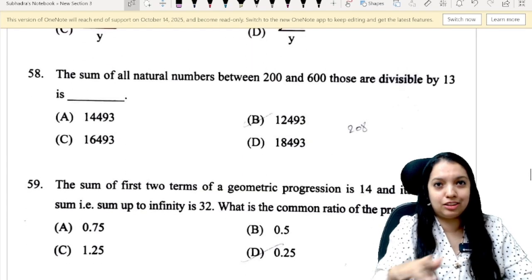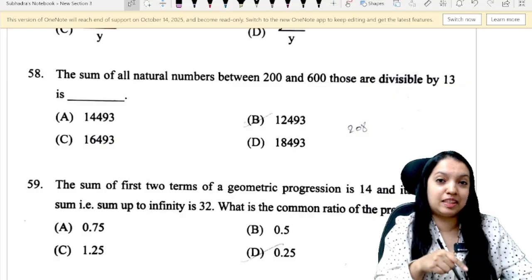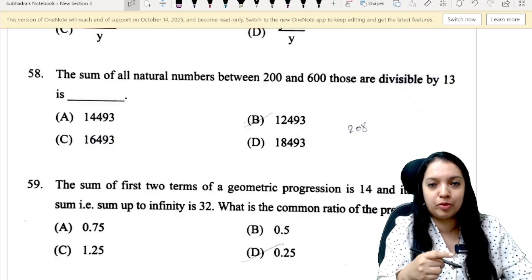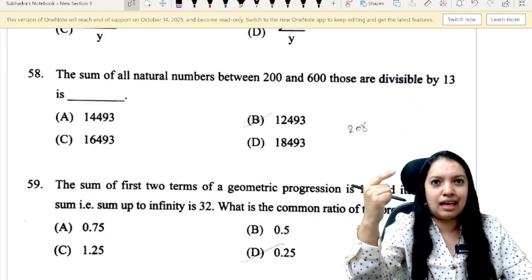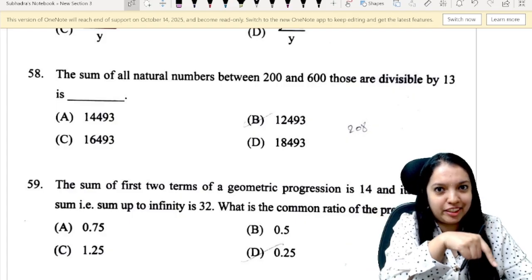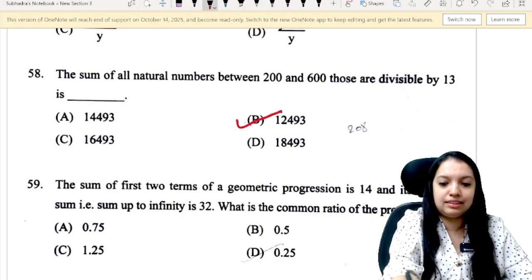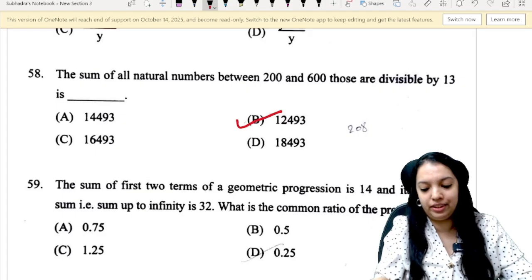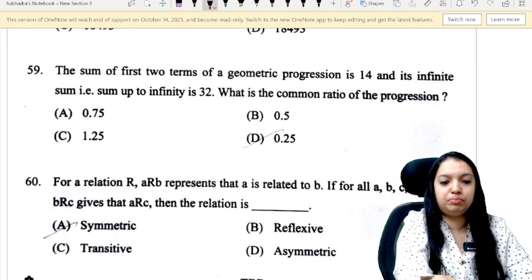Next, sum of all natural numbers between 200 and 600 divisible by 13. We have done such a type of question in class. I have even given you a shortcut for calculation of n: last term divided by 13, first term divided by 13. You have to subtract those two, you will get your n value. The final answer is 12,493.